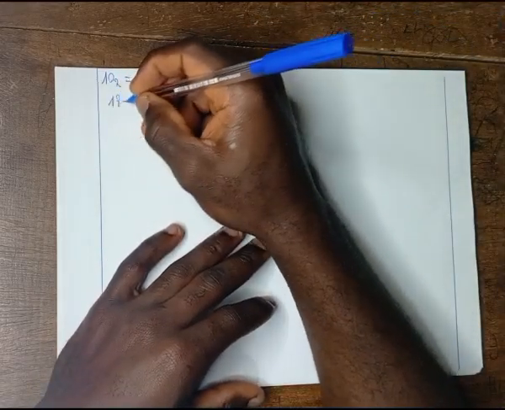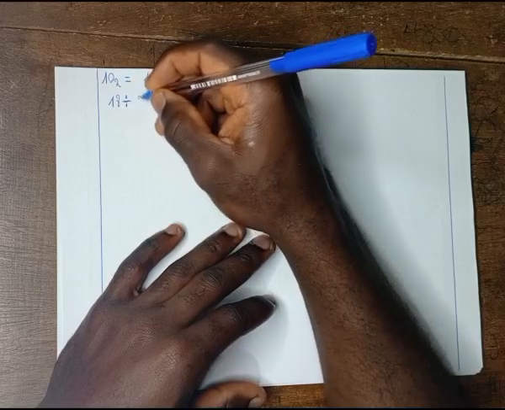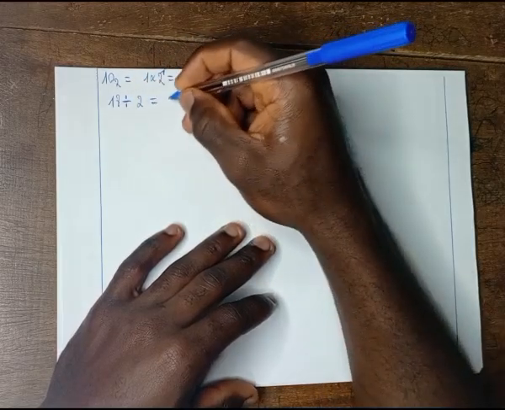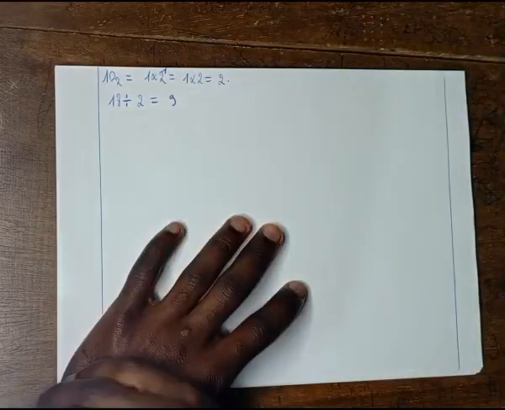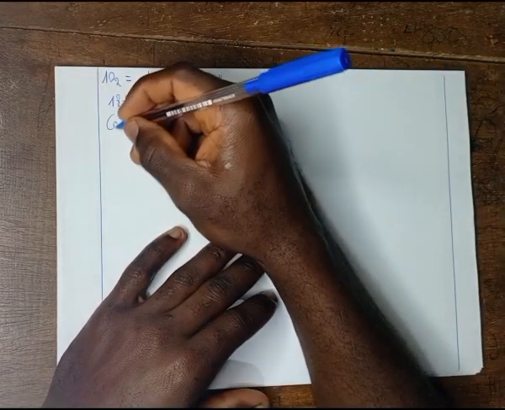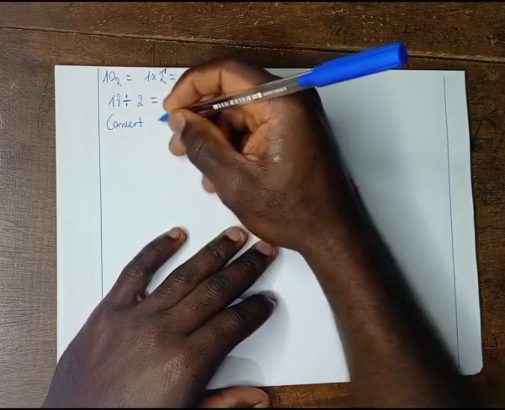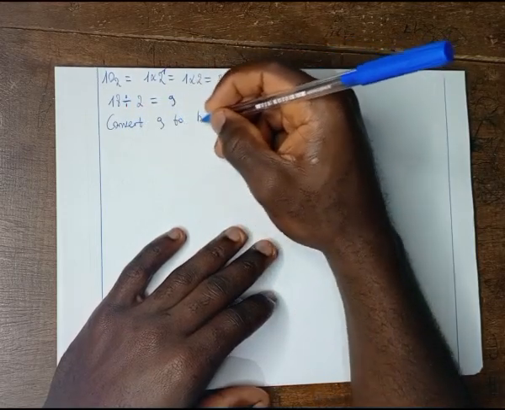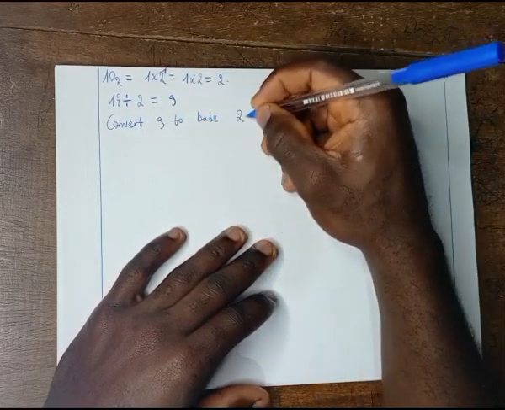Next, now we have 18 divided by 2. 18 divided by 2 gives us 9. 9 is the result. Next, now we have to convert 9 to base 2 because we have been given the two numbers in base 2. Convert 9 to base 2.